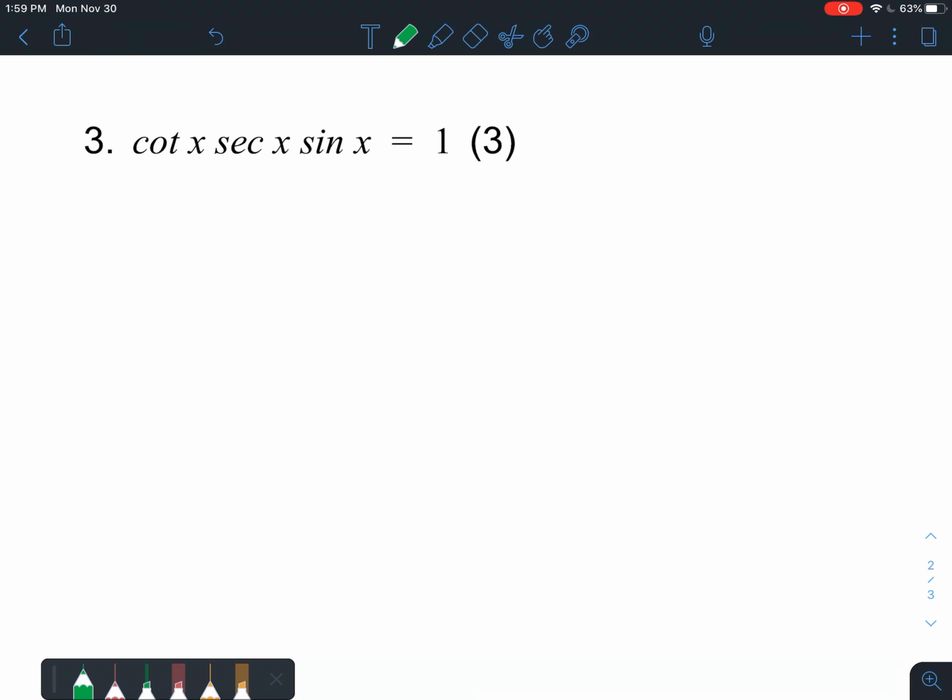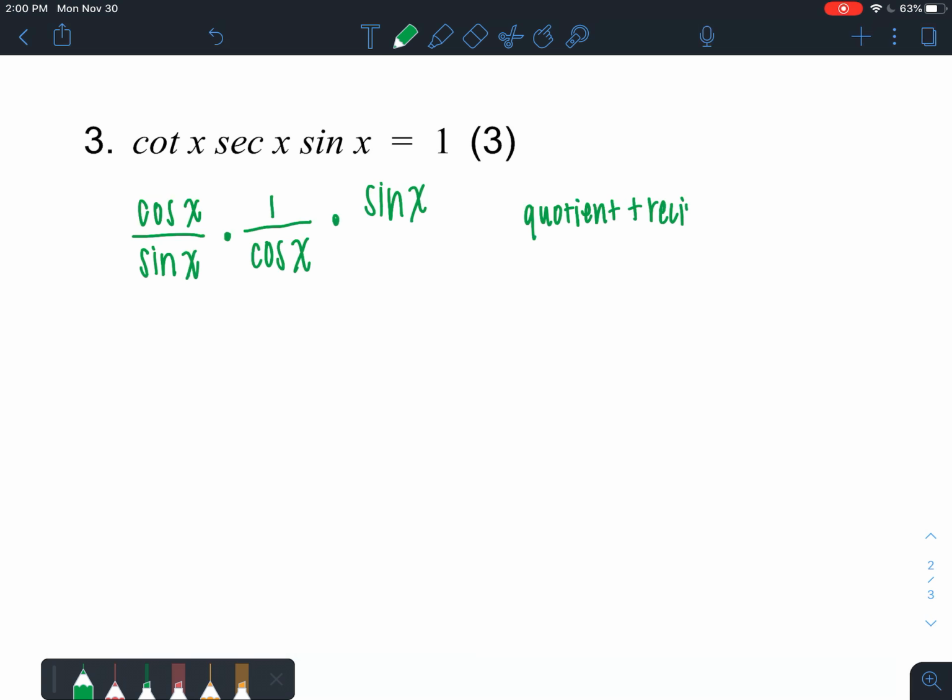So here we have cotangent x. So I'm going to write this as cosine of x over sine of x. And then secant is 1 over cosine of x. And sine is just sine of x. So we are allowed to combine more steps into one. So we use the quotient identity and the reciprocal identity. If at any point I ask you, what step did you take, then you didn't show enough work.